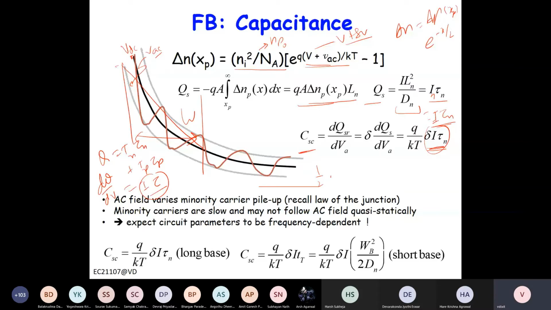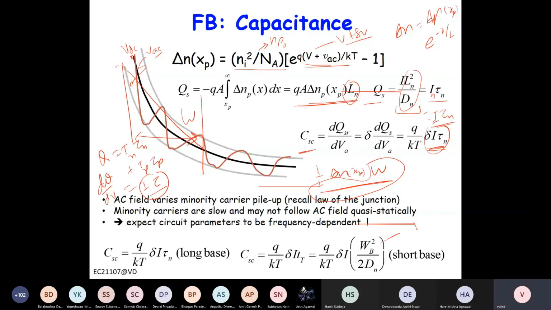So if you look here, if you compare these two, this W by 2 is appearing instead of L. So here instead of L square by D, we will have W square by 2D, because they have to cross this length W, right? So you have to multiply by W. So this is called transit time.